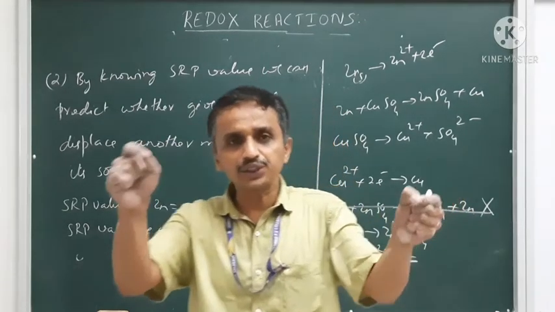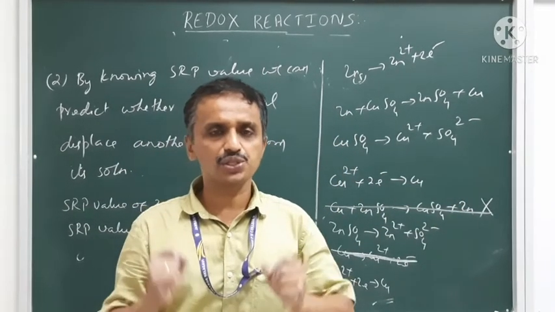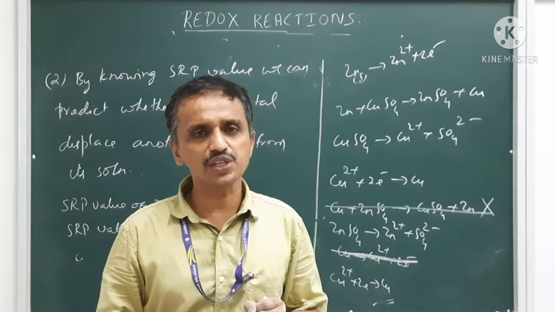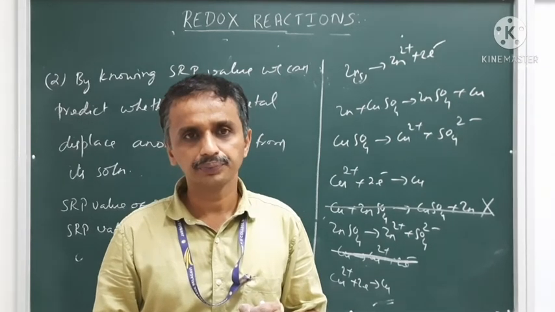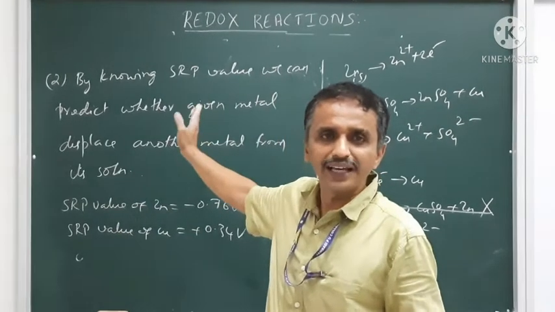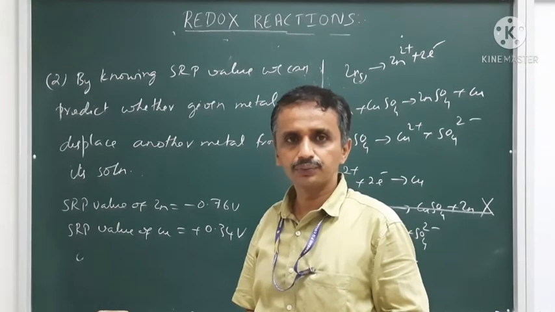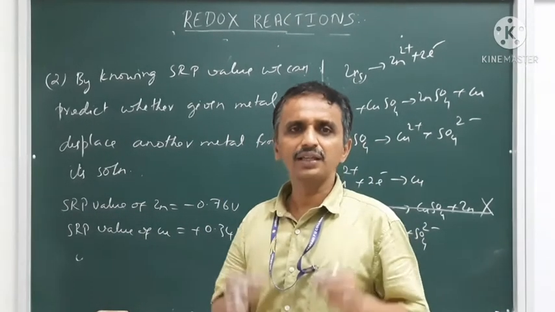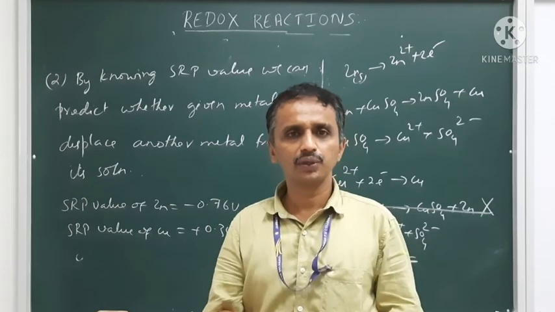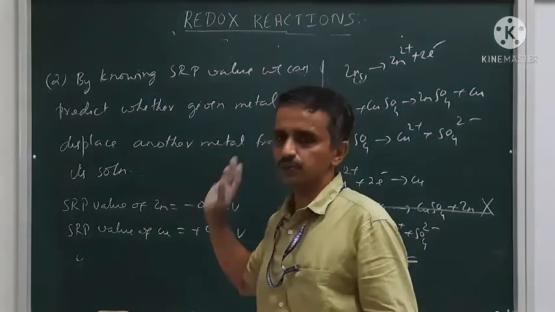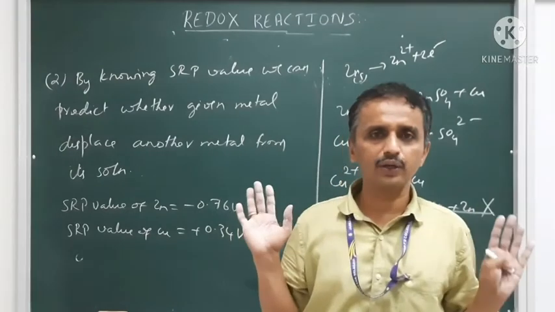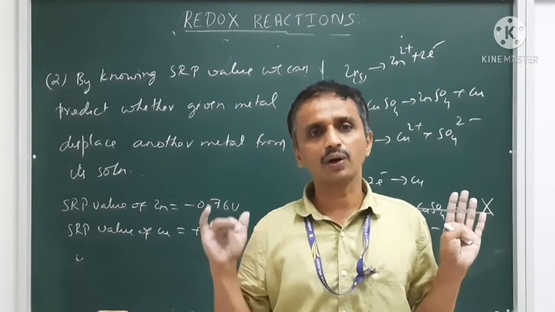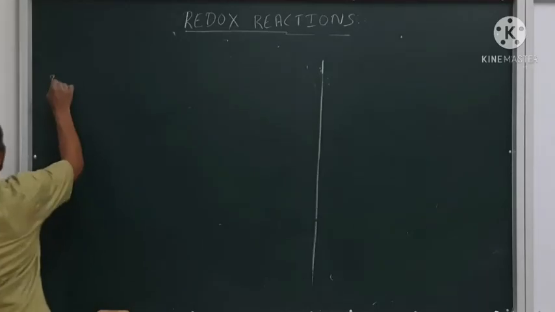So a question can be like this: among these, which reaction is feasible? For that you should know the SRP values, which you are going to study again in the second PUC in the electrochemistry chapter. For the time being, just remember this much: the lower SRP value can displace a metal from its solution.